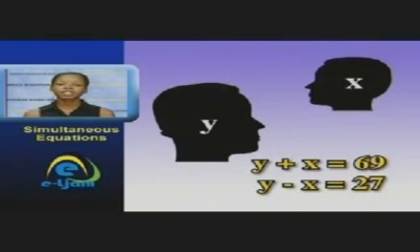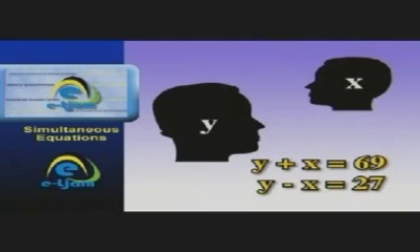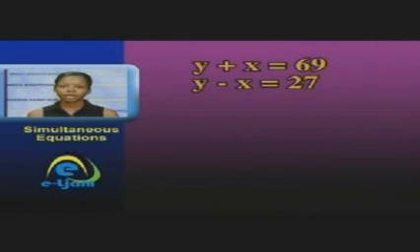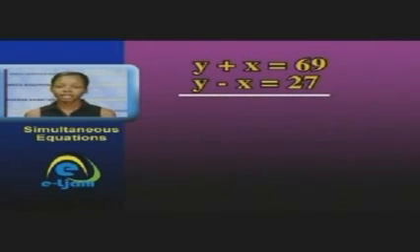The equation for the sum of their ages is y plus x equals 69. And for the second equation, y minus x equals 27. Since in both equations the two variables have the same coefficient numerically, we choose either one to eliminate. In this case, we will eliminate x. Since they are the same numerically but have opposite signs, we add both equations.